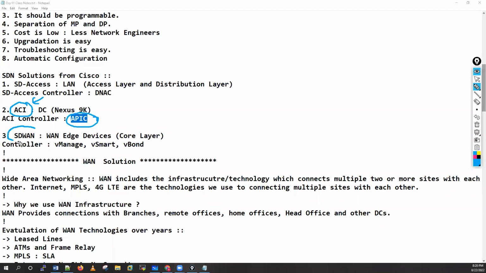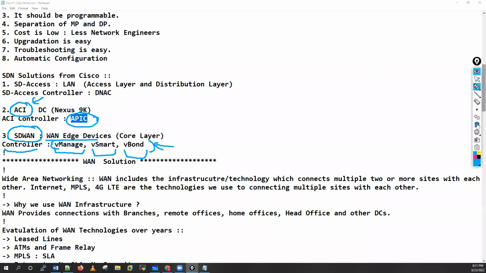And guys, in your SD-WAN, that SD-WAN we use for managing your WAN edge devices and the controllers. So we have 3 controllers: vManage, vSmart, and vBond, guys. I have just put the names here. I will not explain anything for now, guys, regarding vManage, vSmart, and vBond.